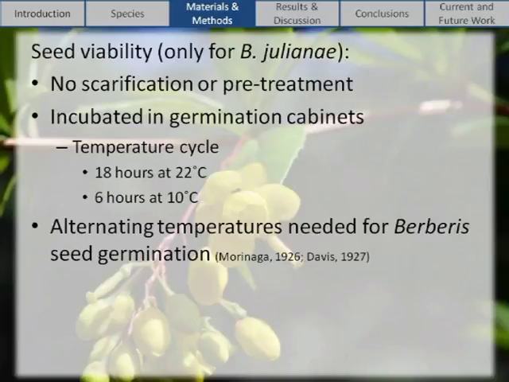Then I conducted seed viability. Now this I only did for Berberis julianae as of yet, and the reason was I only got the seeds of Berberis aristata last month, so that is currently in progress. So I'll only be reporting on Berberis julianae. Now, to note, there was no scarification or pre-treatment whatsoever, and I incubated them in an alternating temperature scheme which is recommended for Berberis seeds.